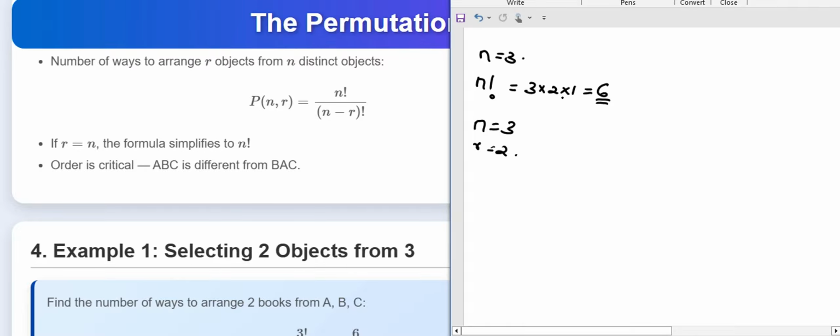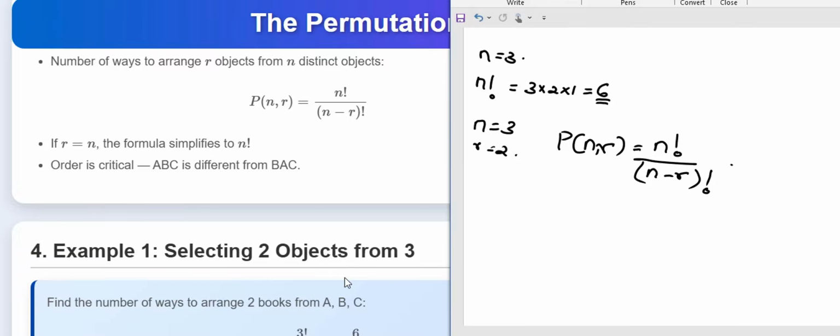In this case, the formula for permutation is given by P(n, r), where n is the total number of items and r is the number of items you want to arrange out of the total items available, which equals n factorial, as we revisited factorial above, divided by (n minus r) factorial. So this is the formula. Can we try this with an example?